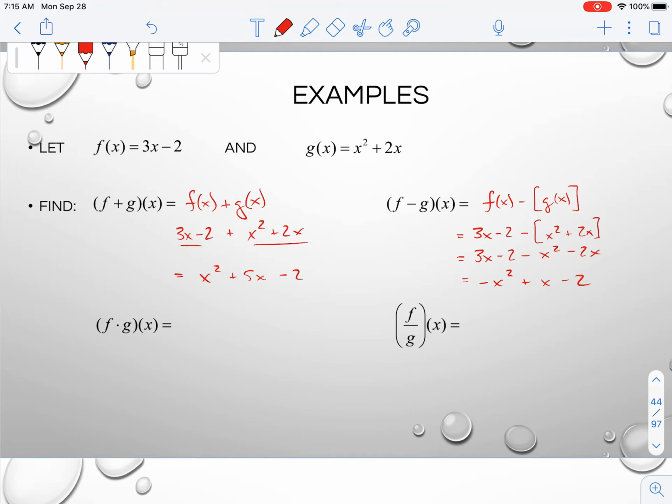F times g of x. We're going to remember f of x times g of x.